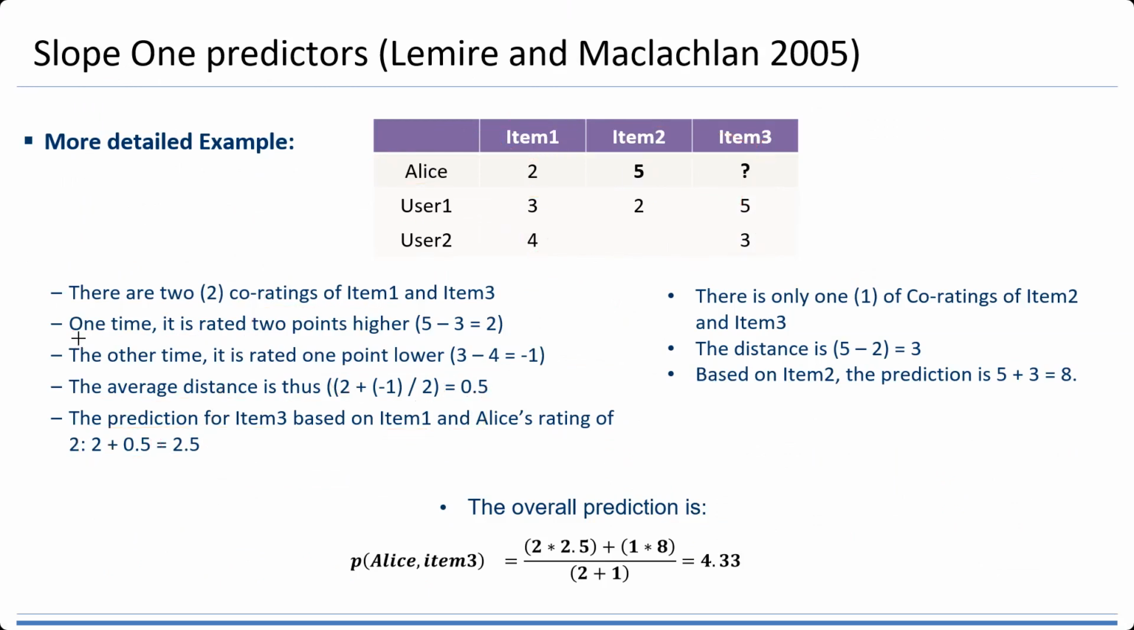Now, I want to consider the other item. I want to consider also item 2. Then how can I consider item 2? There is only one co-rating. So this is only one co-rating on item 2. Then I will check the distance. The distance is 3. Then based on item 2, the prediction will be 5 plus the distance, which is 3. So the prediction will be 8. The rating will be 8. Somehow it is not feasible, because if the rating maximum is 5, then how can we get this 8?